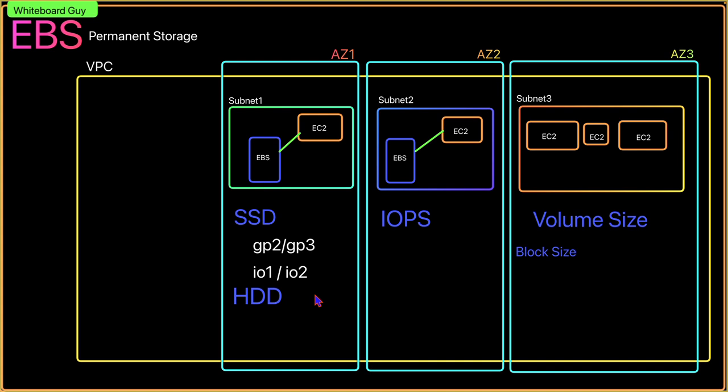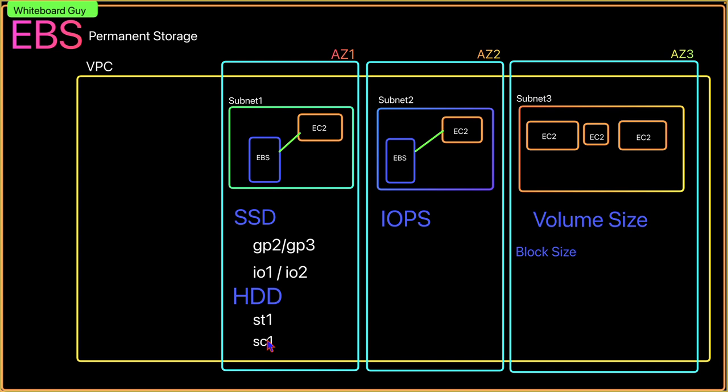Then on my hard disk drives, I've got SC1 and ST1. So those are the two, the cold drives, SC1, and then you've got the high throughput, which is your ST1. And those are the two that are available on your HDD drives.